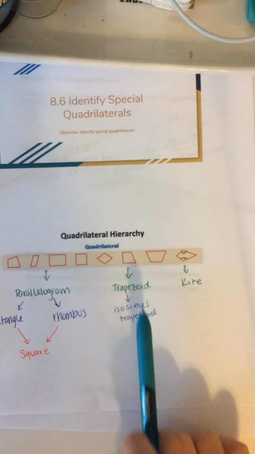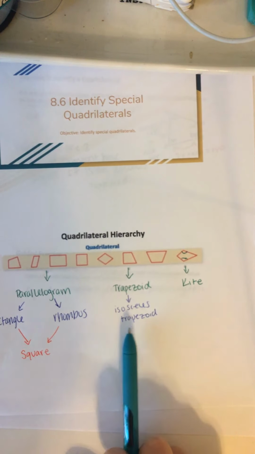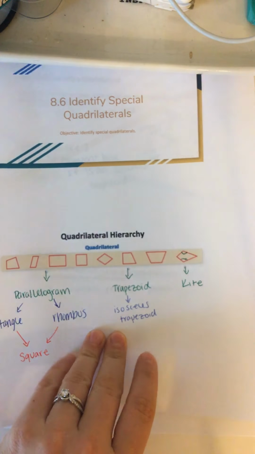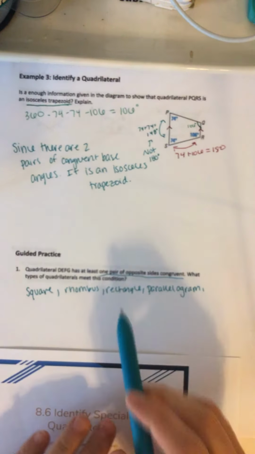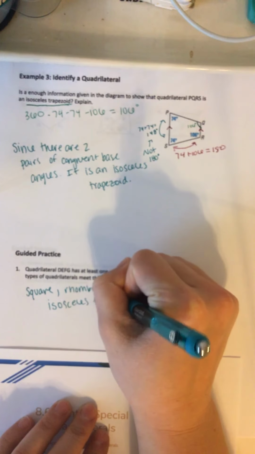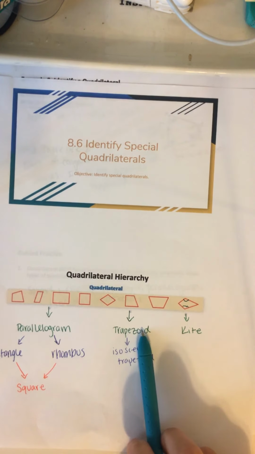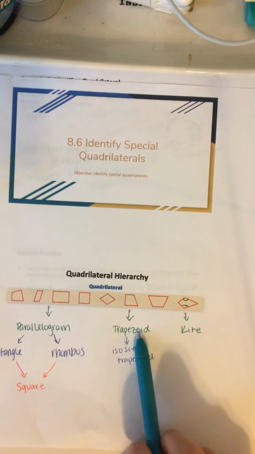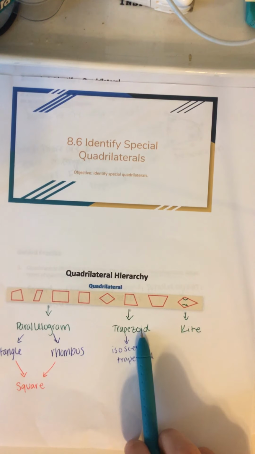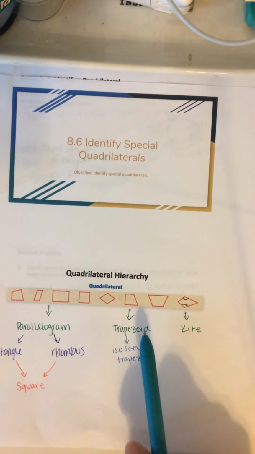So I'm going to jump over here and start with isosceles trapezoid. Well, isosceles tells us that we have two congruent legs, and the legs of a trapezoid are opposite of each other. So at least one pair of opposite sides congruent, that fits that description. So this would also include isosceles trapezoid. Then I work up from there. Well, it doesn't necessarily include a trapezoid, because in just a normal trapezoid, we have at least one pair of sides that are parallel, but not always congruent.